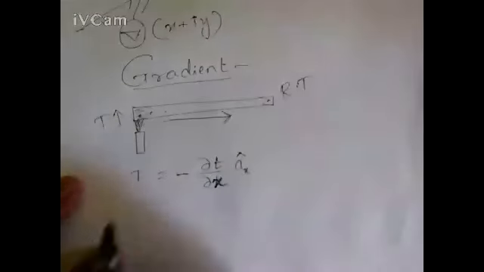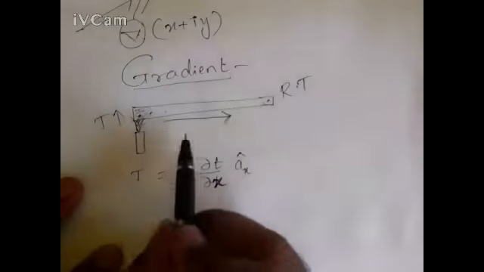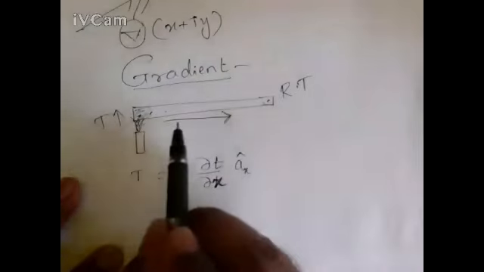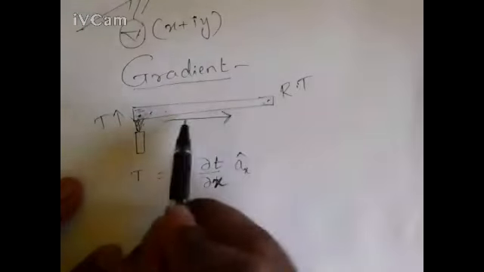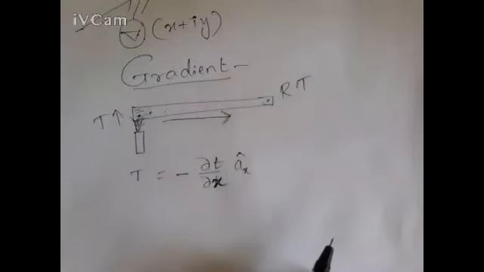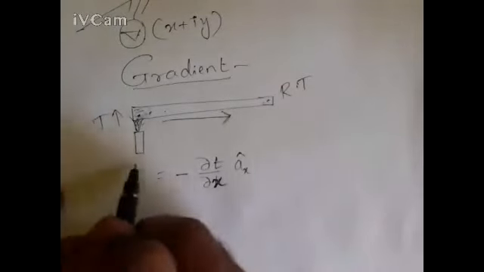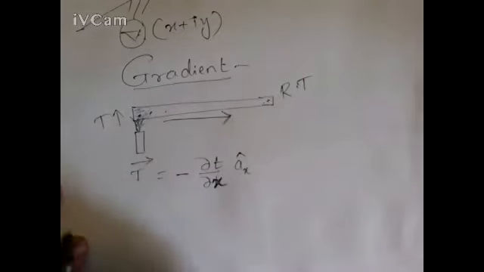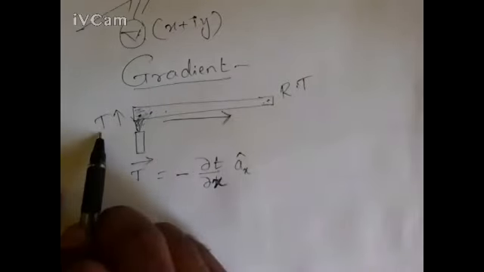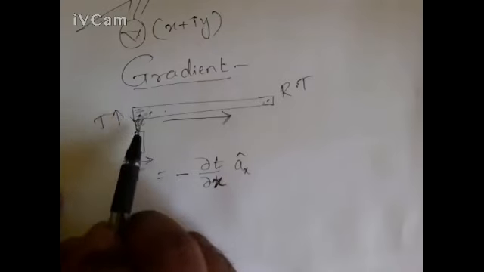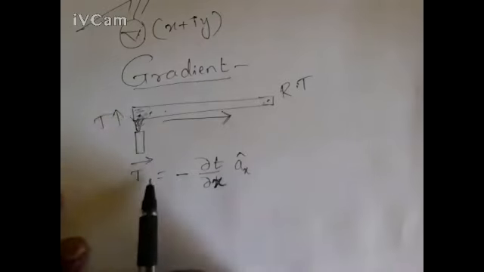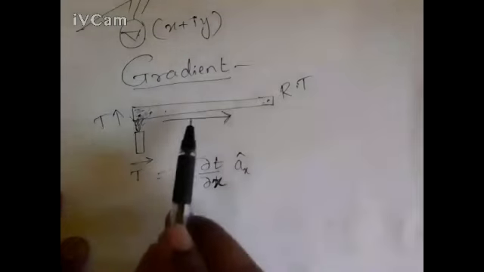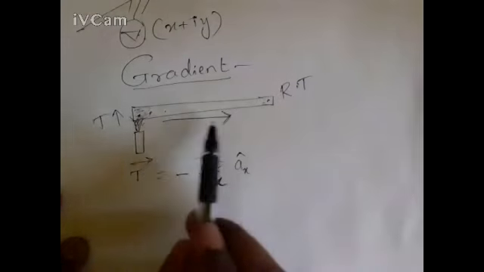Why is this negative? Negative because it is going in the decreasing direction. The direction is in the decreasing order. So this is the vector, the temperature gradient vector. Temperature is not a vector quantity. Temperature is a scalar quantity. When I take the gradient of temperature, that is a vector quantity. Gradient will always have a direction.